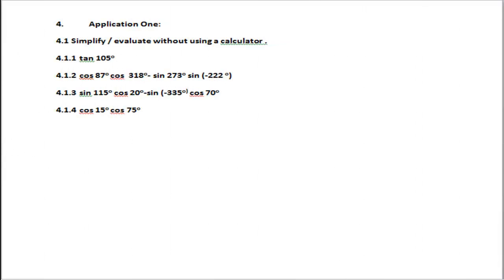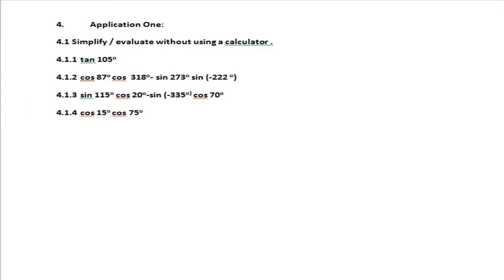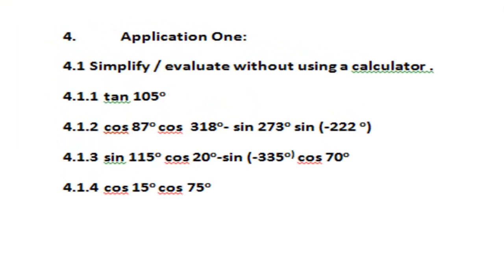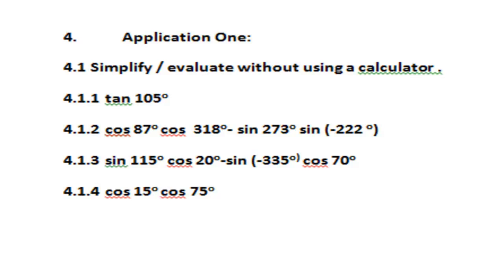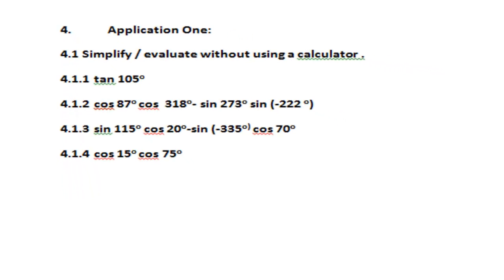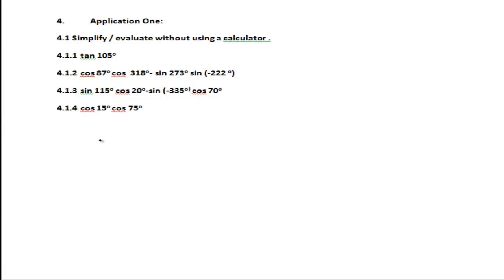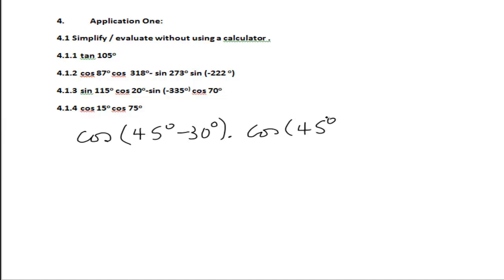Now if you're looking at 4.1.4, the problem there is you've got 15 degrees and 75 degrees. So we must try to use the idea of A plus B and A minus B. So what I can see here is cos of 45 minus 30 times cos of 45 plus 30.